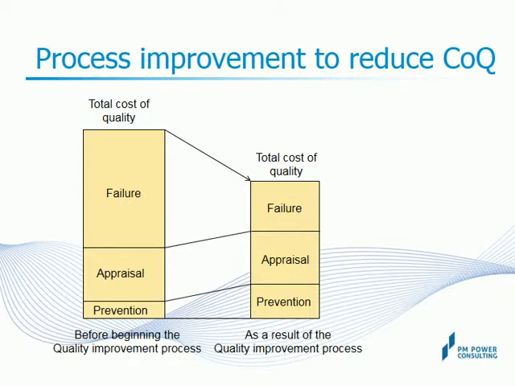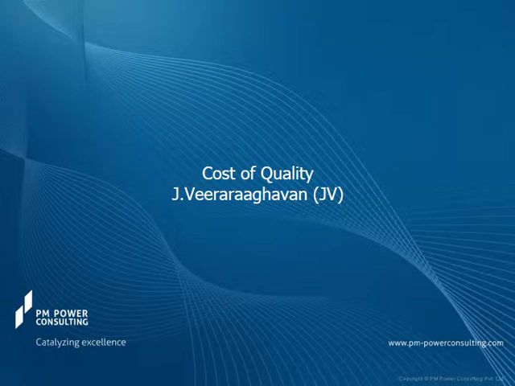This slide presents a simple picture of where the focus on COQ should be. Optimally, a significant part of the COQ should go towards prevention and appraisal. This will reduce failure costs substantially, contributing to a significant reduction in overall cost of quality. Remember, the savings from a reduced cost of quality directly contributes to the bottom line for your organization. In my own experience, I've seen several organizations have saved millions of dollars by focusing on reducing cost of quality as a strategy.